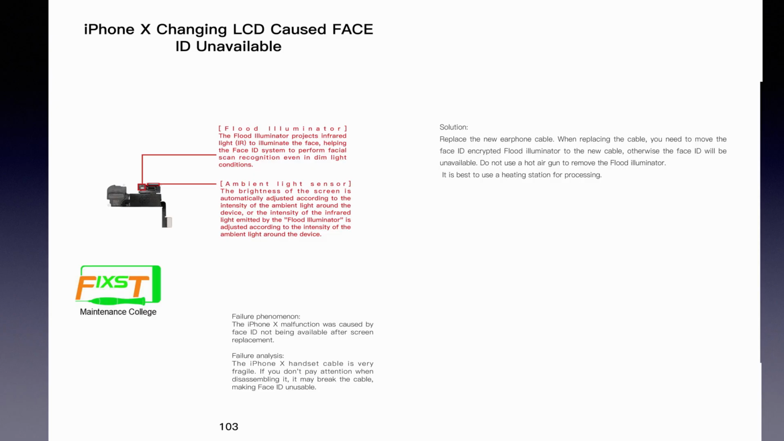Okay, we come back to the case. Because in iPhone X, the handset cable is very easy to break. If you do not pay attention when you remove it, it may break the cable and make the Face ID unusable. So we just replace it with a new earphone cable. When we replace the cable, we need to move the Face ID flood emitter to the new cable. Otherwise, the Face ID will not be available.